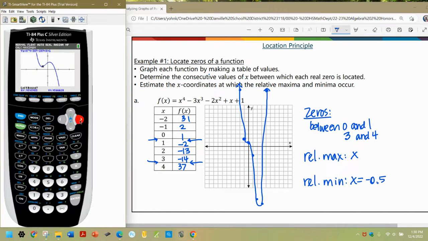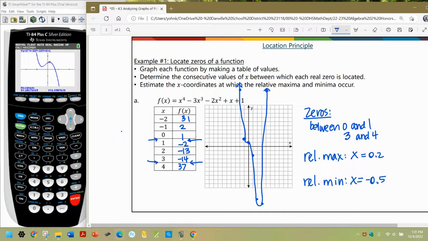We're going to move the blinky guy so he's on the left side of the maximum, hit enter. We're going to move the blinky guy so he's on the right side of the maximum and hit enter. Hit enter one more time to calculate, and we get a relative maximum at x equals 0.2.